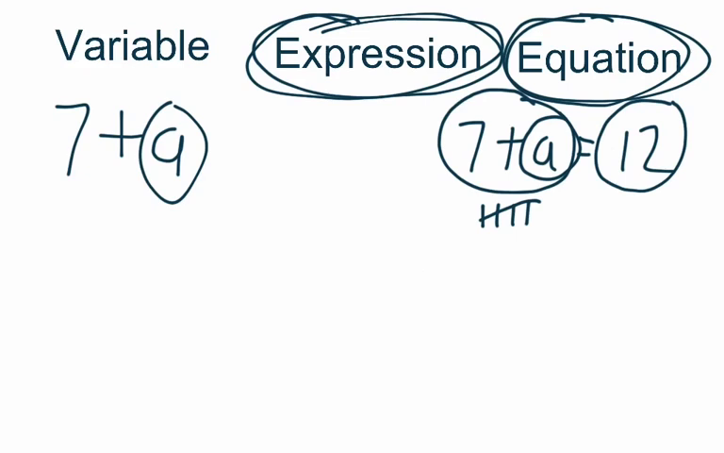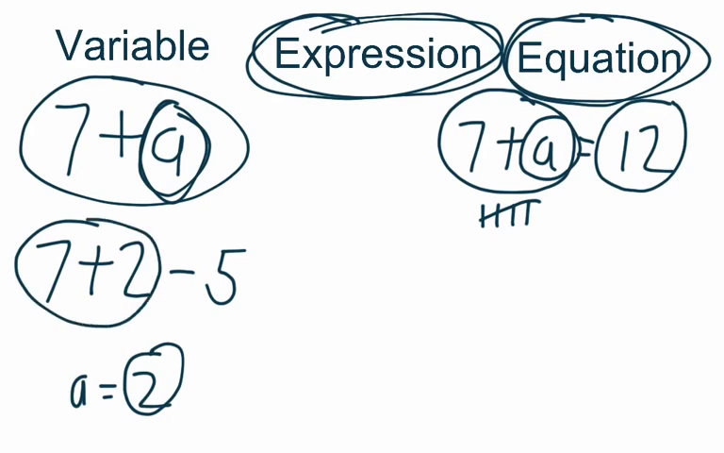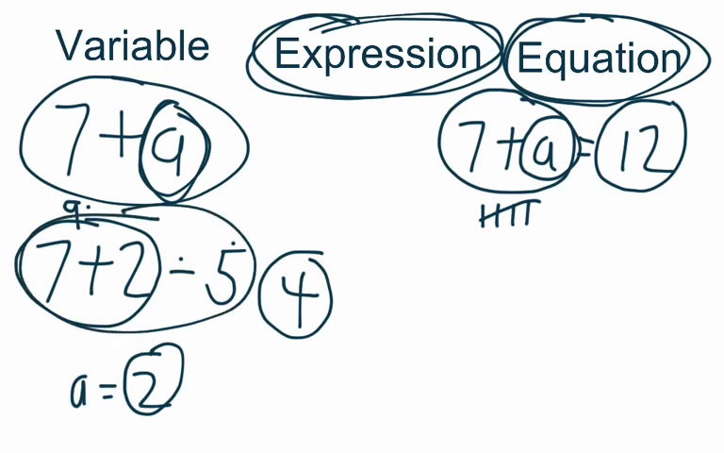So we might see this: 7 plus a minus 5. And then you'll see this, a equals 2. So that means that a is now 2 because we were told. Now remember, because with expressions we have no way of knowing what a variable is until we are told. Well, we were just told a equals 2, so that means 7 plus 2 is 9. And now 9 minus 5 is 4. So the answer to this expression is 4.